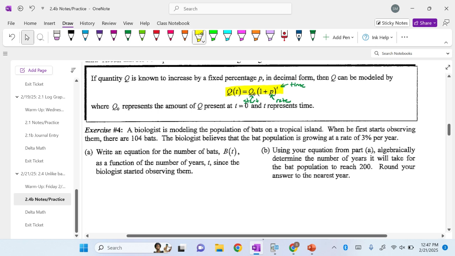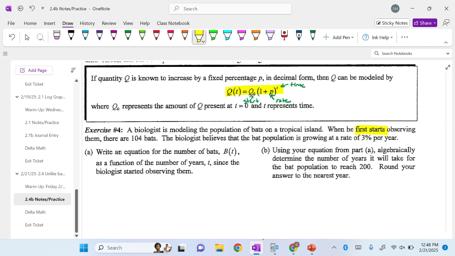So first things first. A biologist is modeling a population of bats on a tropical island. He first starts observing them. There are 104 bats. The biologist believes that the bat population is growing at a rate of 3% per year. So growing, exponential growth or decay? It's growth. So we're definitely using the top formula. So we're going to write an expression B of t that will represent what's going on. So we're not writing the equation to solve just yet. We're just writing a formula to help us figure out what's going on. So you need your principal value first, or your starting value. What did I start at?